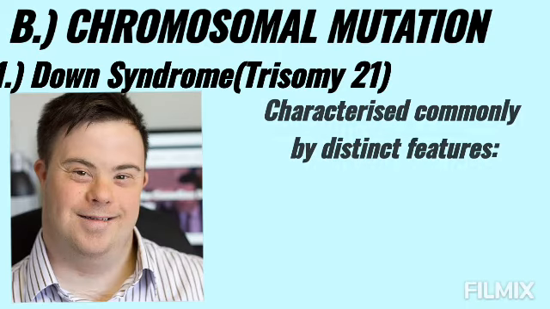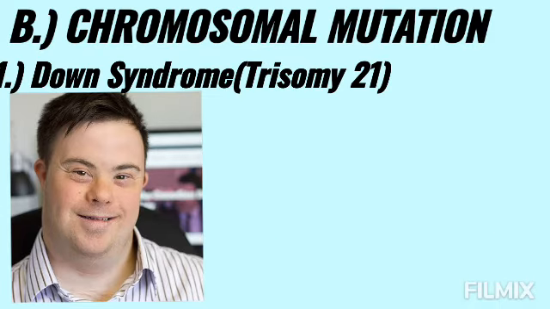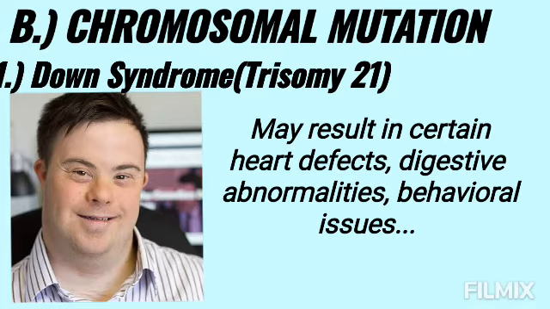Down syndrome is characterized commonly by distinct facial features consisting of almond-shaped, upward slanting eyes, and a slightly flattened nose, shorter and smaller stature, poor muscle tone, and a deep crease at the center of the palm. The mutation may also result in certain heart defects, digestive abnormalities, and behavioral issues.